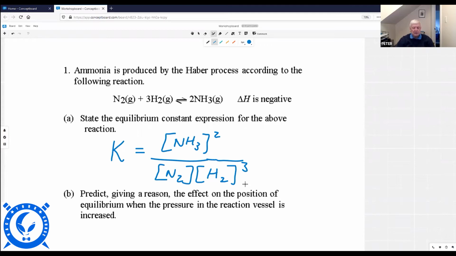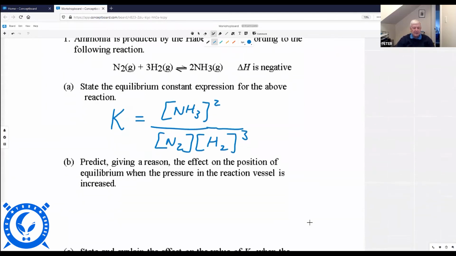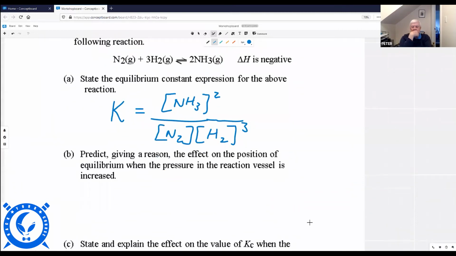All right, so then it says predict, giving a reason, what will happen to the position of equilibrium if the pressure in the reaction vessel is increased. So if the pressure is increased, therefore the equilibrium wants to adjust in the opposite direction. Namely, it wants to diminish the pressure. So therefore, since you've got 4 gaseous molecules on the left-hand side, only 2 on the right, the equilibrium will shift to the right. And so the making of the ammonia will be favored by high pressure.